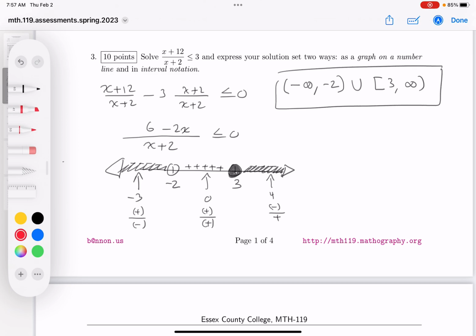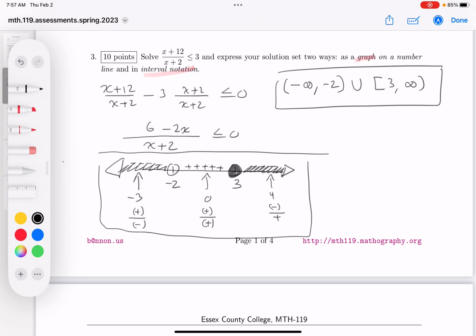All right, let me remind you what you're doing over here. You're solving it. We did solve it, and we want to express the answer in 2 ways: as a graph on a number line, which we just did, and interval notation, and we did both. By the way, you don't have to box the graph, but this is the graph.